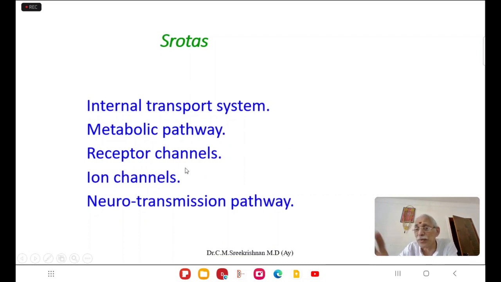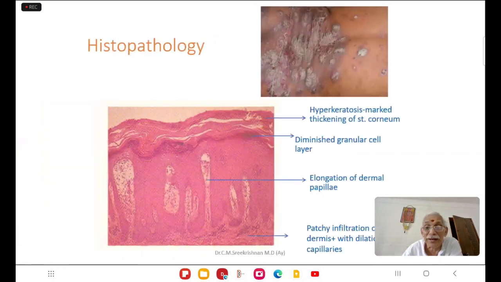Even nowadays, due to some autoimmune disease, actually neuromuscular and neurological processes, just like multiple sclerosis or malaria, several diseases are newly developed due to neurotransmission pathway obstruction and the new lifestyle. Severe diseases are coming nowadays. So this is the Srotodushti. And think about the histopathology here. I will show you how this pathology happens.